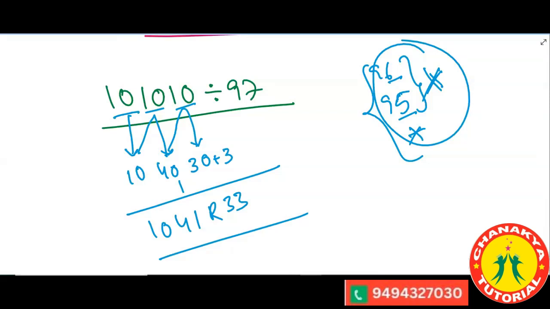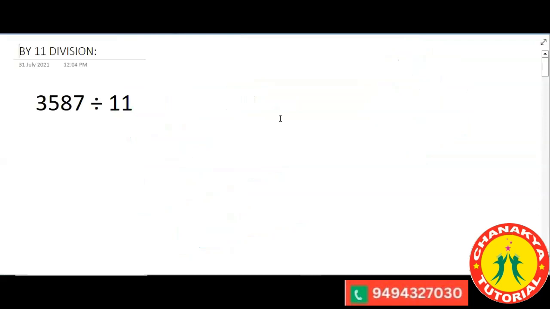Next method and next approach, next model. What is that? Division by 11. Okay. See, let me explain one question and later you can do the remaining questions. See this question carefully. I'm taking a bigger one. 3, 5, 8, 7 divided by 11.